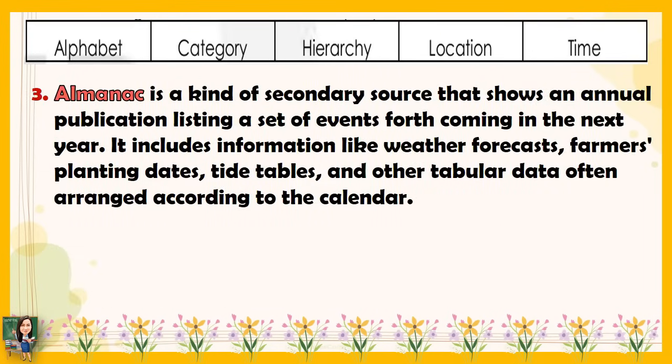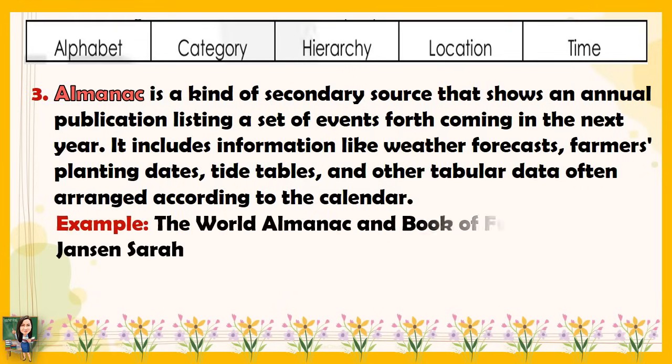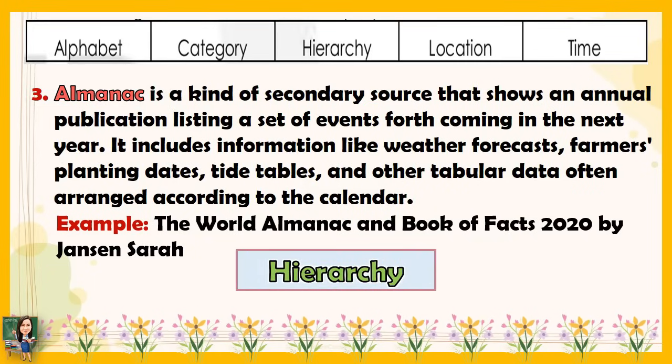Number 3. Almanac is a kind of secondary source that shows an annual publication listing a set of events forthcoming in the next year. It includes information like weather forecasts, farmers' planting dates, tide tables, and other tabular data often arranged according to the calendar. For example, the World Almanac and Book of Facts 2020 by Jansen Sarah. What idea should be used for this? Very good. The correct answer is hierarchy.